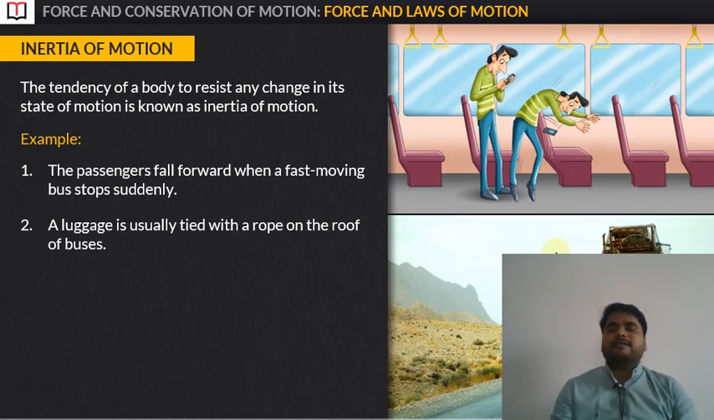The tendency of a body to resist any change in its state of motion is known as the inertia of motion. So we have seen the example: the passenger falls forward when a fast moving bus stops suddenly. Luggage is usually tied with a rope to the roof of the bus.